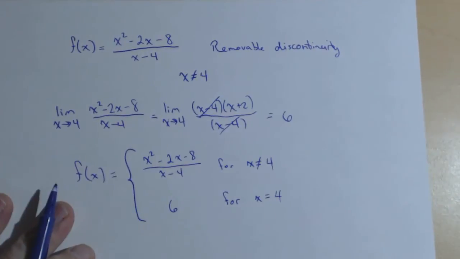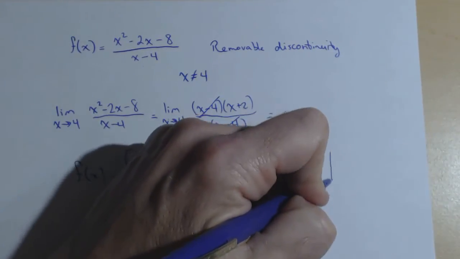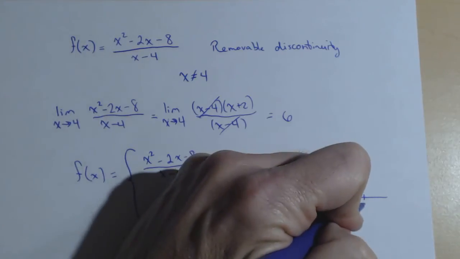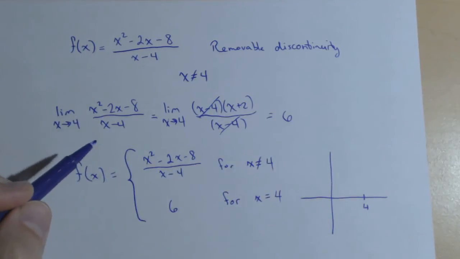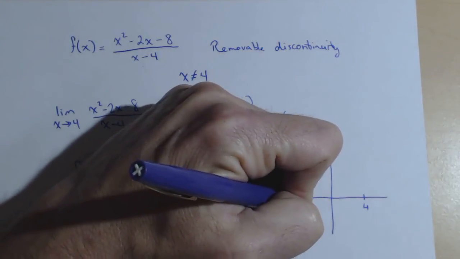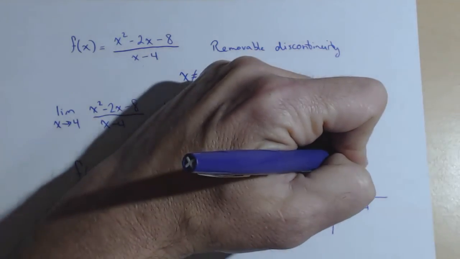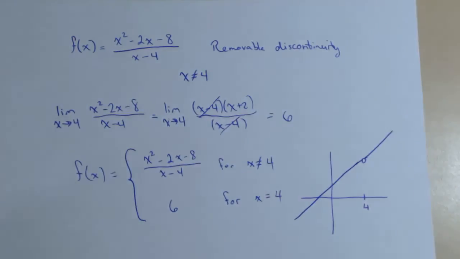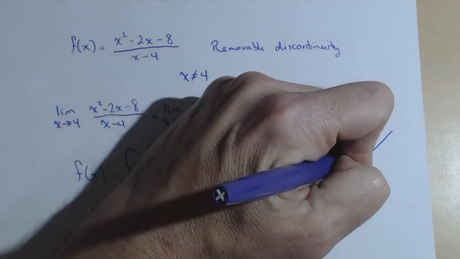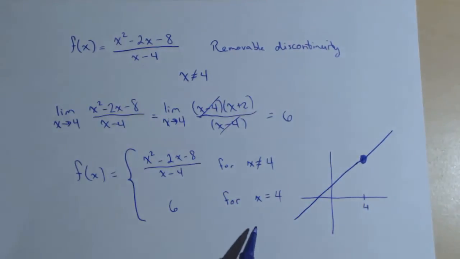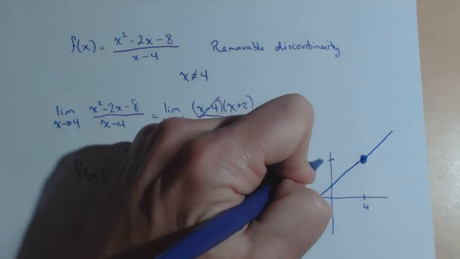Because what we had graphically is, if you were to look at this in a graph, at 4, this thing would look a lot like a linear function, a lot like x plus 2, except there would have been a hole there at 4. What we did, let's make that a little bigger, is we basically plugged that hole by saying, okay, well, we're just going to make f of 4 be 6.